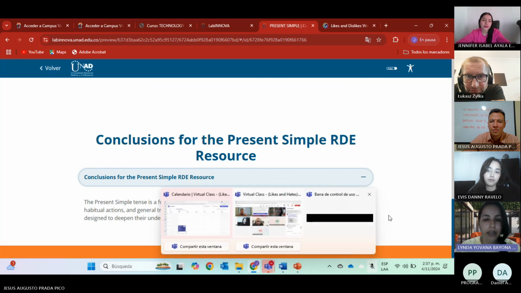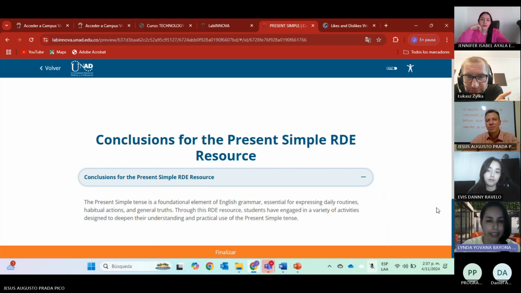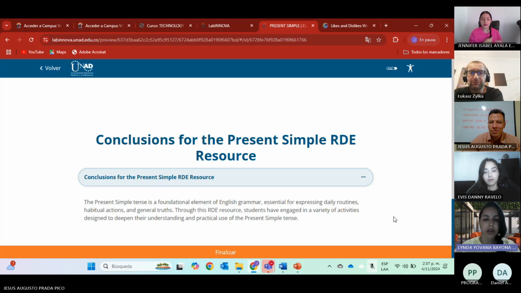Conclusion for the present simple RDE resource. The present simple tense is a foundational element of English grammar, essential for expressing daily routines, habitual actions, and general truths. Through this RDE resource, students have engaged in a variety of activities designed to deepen their understanding and practical use of the present simple tense.